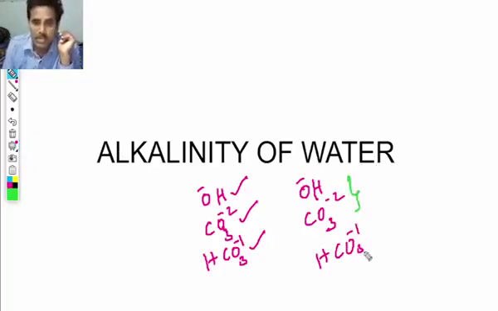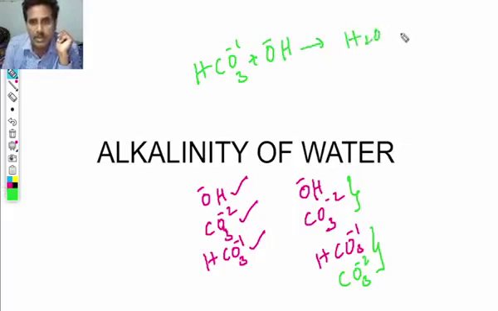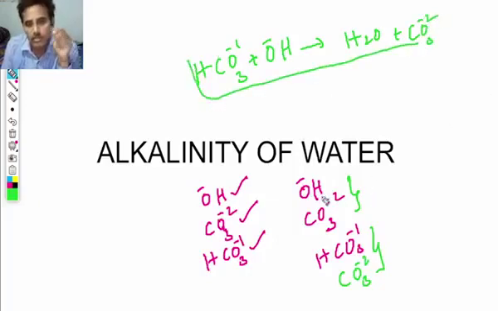Like hydroxyl and carbonate may be there, and bicarbonate and carbonate may cause the alkalinity. These are the combinations. Another combination we might think about, bicarbonate and hydroxyl, is not possible, because if both are there, they will immediately react together to give water and carbonate. This acid-base reaction takes place, so this combination is not available. So only hydroxyl with carbonate, or bicarbonate with carbonate, may be present in combination generally.